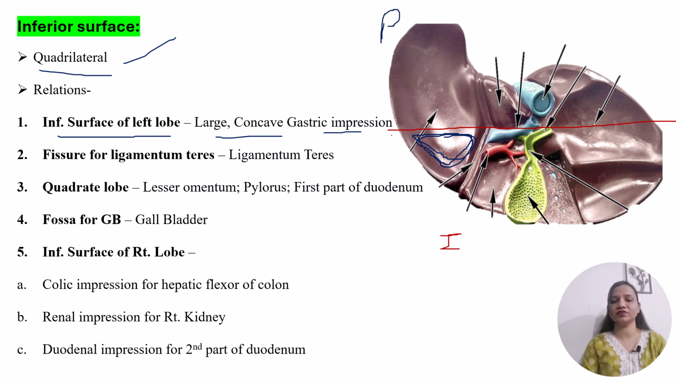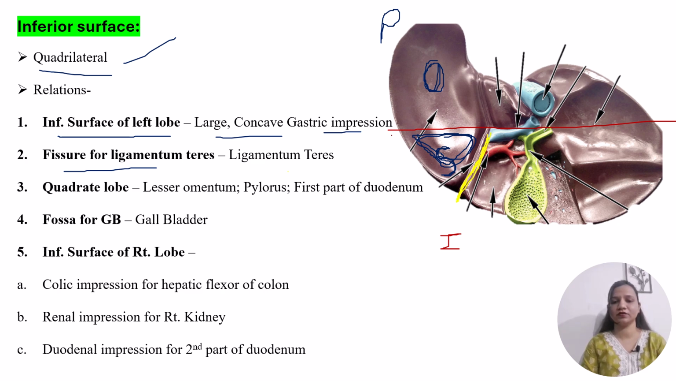Regarding the posterior surface of the left lobe, we have learned that here the esophageal impression is present, as the esophagus is related to the posterior surface of the left lobe of the liver, and the stomach is related with the inferior surface of the left lobe of the liver. Next is the fissure for ligamentum teres, which you can appreciate here. This is the fissure for ligamentum teres, and this fissure is related with the ligamentum teres itself.